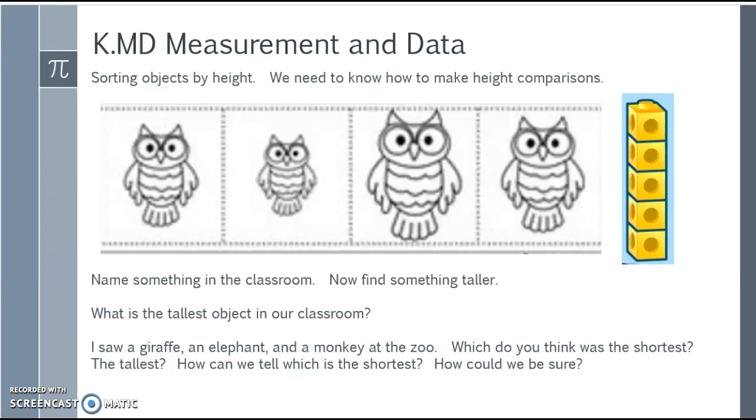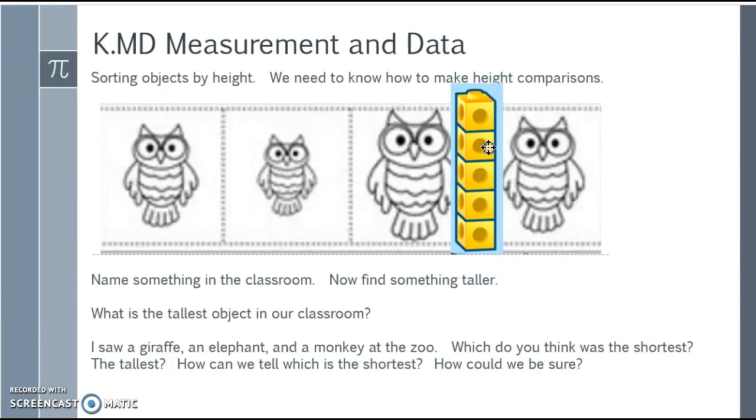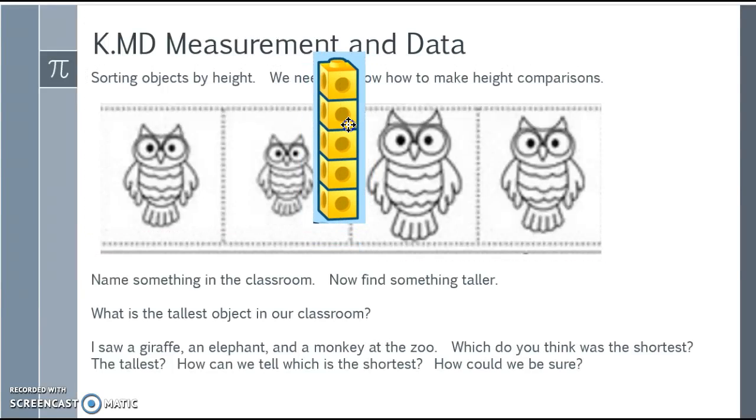So let's sort objects by height. First we need to know how to make height comparisons. I have different heights of some pictures of owls here, and I put together 5 snap blocks together. I'm just going to look at, for example, this owl here. He seems to be about 1, 2, 3, 4, 5 snap blocks tall. But if I look at the shortest one here, I see he's only 3 snap blocks high.